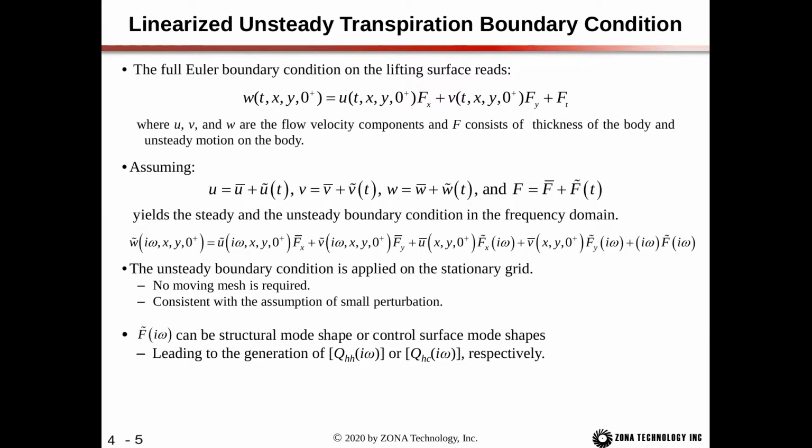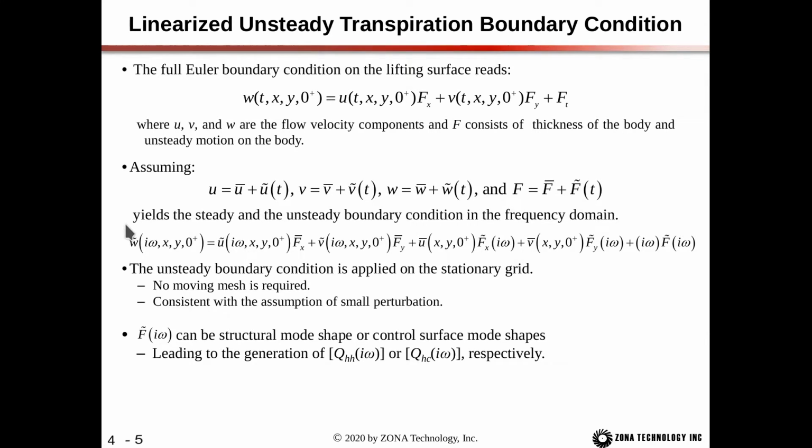Next, we'll look at the linearized unsteady transpiration boundary condition. The full Euler boundary condition on the lifting surface is given here in this equation, where U, V, and W are the flow velocity components, and F consists of the thickness of the body and the unsteady motion of the body. Now, once again, we assume that U, V, W, and F can be split into steady and unsteady parts. So this yields the steady and the unsteady boundary condition in the frequency domain given here.